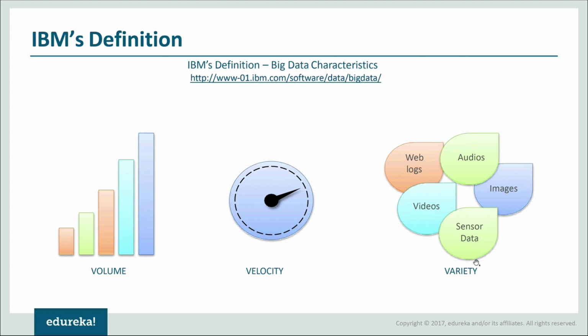And then your data should have variety. If your data doesn't have variety, if you have very plain rows and it is not unstructured, you can probably put it into any NoSQL database and start querying it. So unless your data is unstructured and you have lots of varieties of data, that data isn't considered big data.